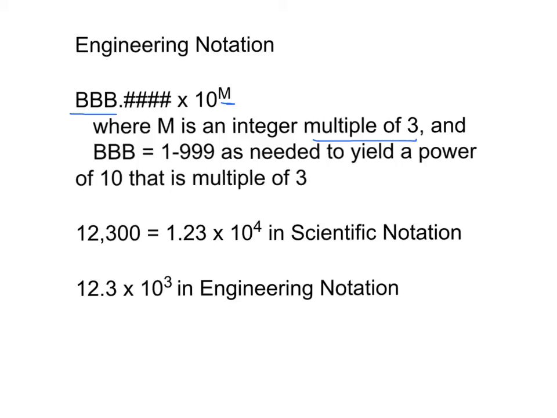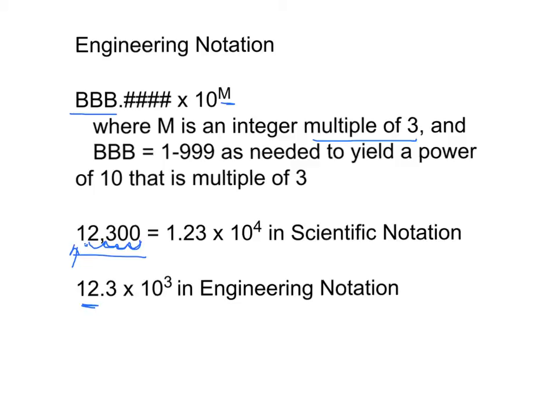So if we look at this, 12,300 in scientific notation. In scientific notation, the key is that you want one digit in front of the decimal place. So we would want the decimal here, 1.23, and we'd have to move the decimal 1, 2, 3, 4 places, so the exponent would be 4. In engineering notation, we want this exponent to be a multiple of 3. So in this case, we would move the decimal 1, 2, 3 spots, and that makes a 12 in front of the decimal. So it's 12.3 times 10 to the 3.